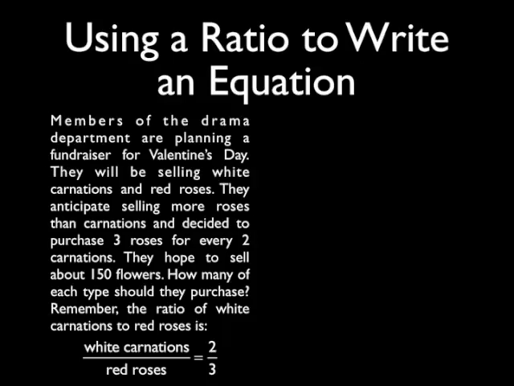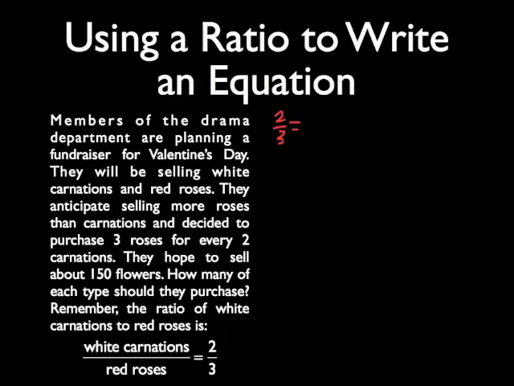Hopefully they'll sell 150 flowers total, so how many of each type should they purchase? Remember, the ratio of white carnations to red roses is 2 to 3. Now keep in mind, that ratio has been reduced to lowest terms. So it could have been 6 to 9, multiplying the top and bottom by 3, or 20 to 30, multiplying top and bottom by 10. But actually it's probably much more than that. We don't know what number was reduced out of the ratio, so let's just call it 2x to 3x. And that x is what we reduced.